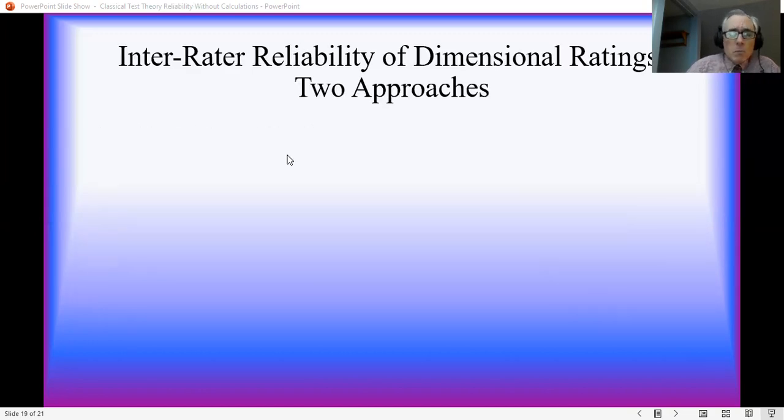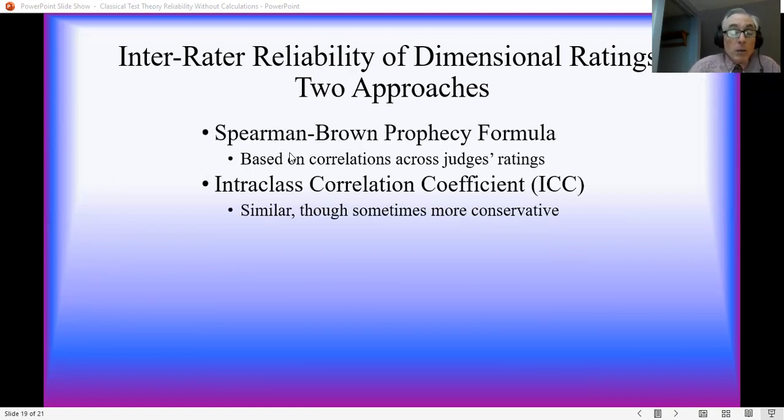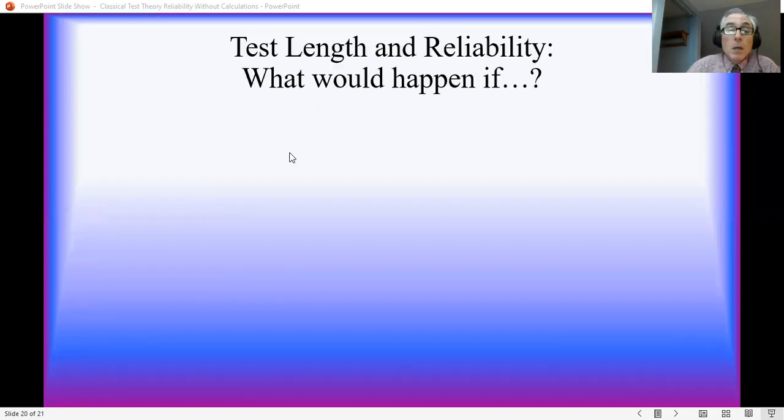The other type of judgment, of course, is a dimensional one. We're assigning some kind of score to you on some kind of scale, like a 1 to 10 scale. Here, there actually are two approaches. There's a variant on the Spearman-Brown prophecy formula, which works just fine. And there's something known as the intraclass correlation coefficient, which also works just fine. They're pretty similar, and they tend to give you real close to the same results, though the ICC is sometimes a little bit more conservative. So sometimes you get noticeably lower results with the ICC approach. Most of the time, they're so close that it really wouldn't matter which one you did.